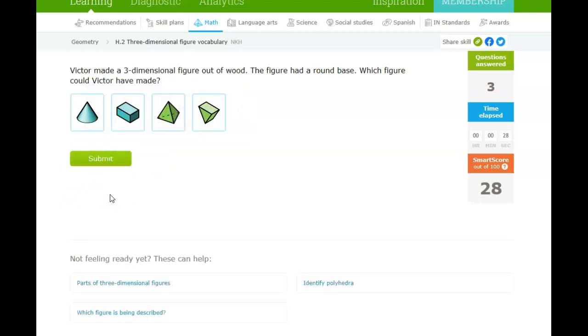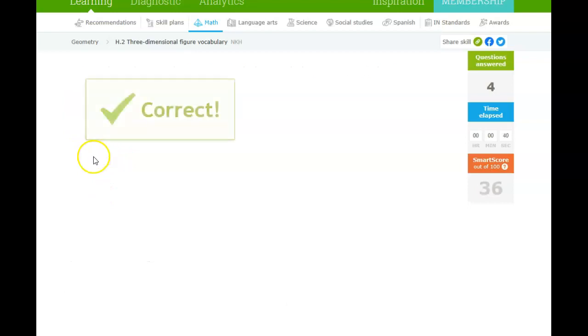Okay, now we've got a few that hopefully entertain this, some of the vocab. He made a 3-dimensional figure out of wood. The figure has a round base. Which figure would it be? So it looks like it would just be that cone.